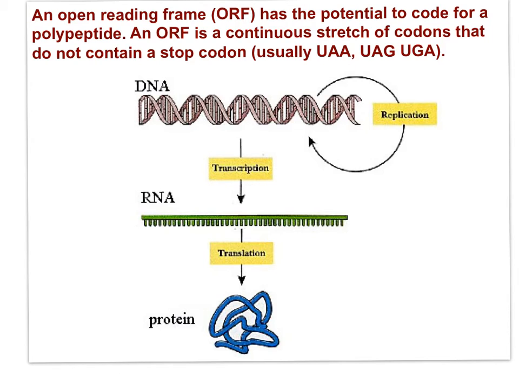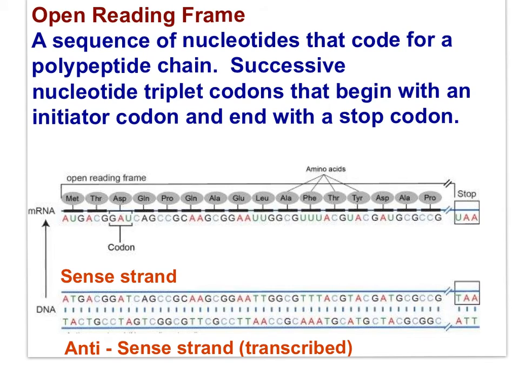Get to know these three codons as stop codons. An open reading frame is successive nucleotide triplet codons that begin with an initiator codon and end with a stop codon. You can see the start codon here with AUG on the mRNA. The stop codon is here. Depending on your source of information, open reading frames will be referenced in DNA or RNA language. Be flexible and smart as you review this material.